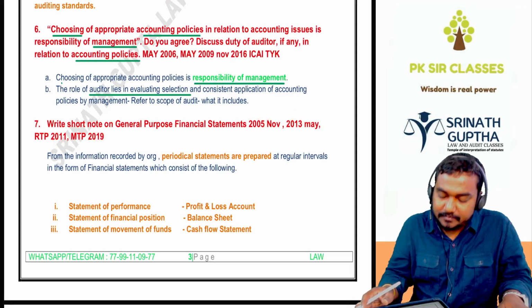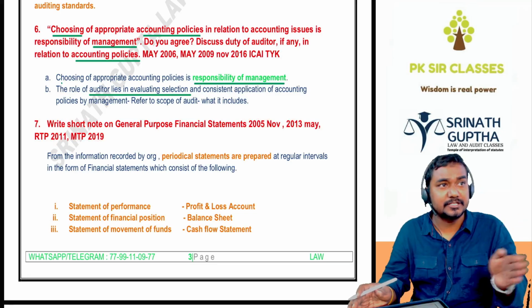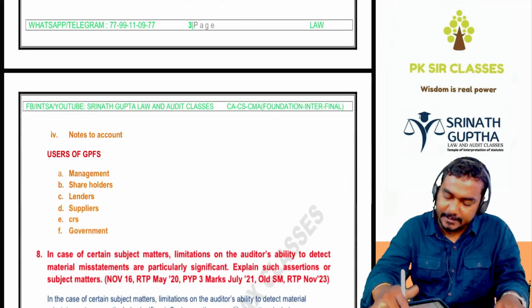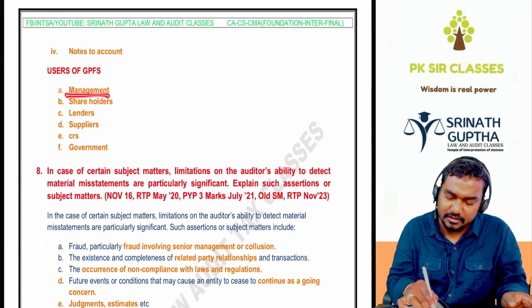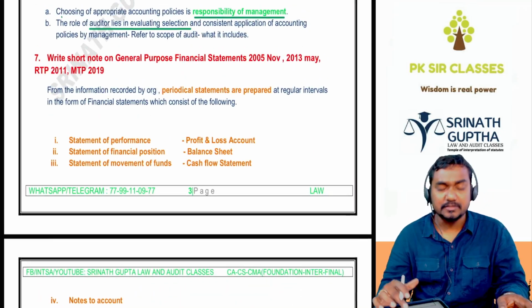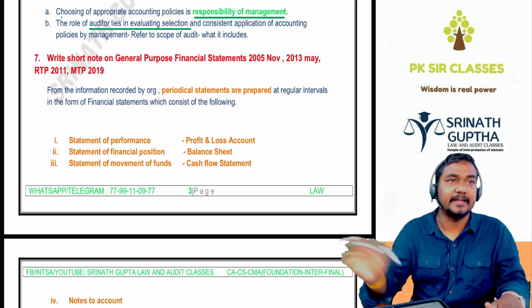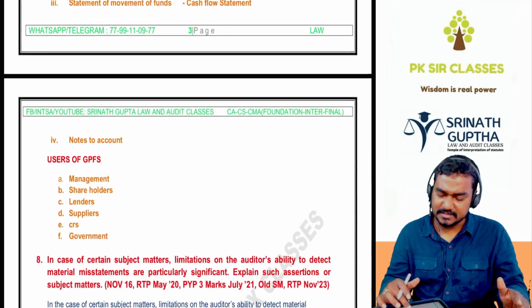Write a short note on the GPFS. Now, beta, they are asking about GPFS, general purpose financial statements. What all comes in it, beta? P&L, balance sheet, CFS and notes to accounts. Who are the users of the GPFS? Management, shareholders, lenders, suppliers, creditors and government. In the new syllabus, this concept is not specifically mentioned in the ICAI material. It is mentioned here and there, but there is no specific heading. He may ask, he may not ask. Next.